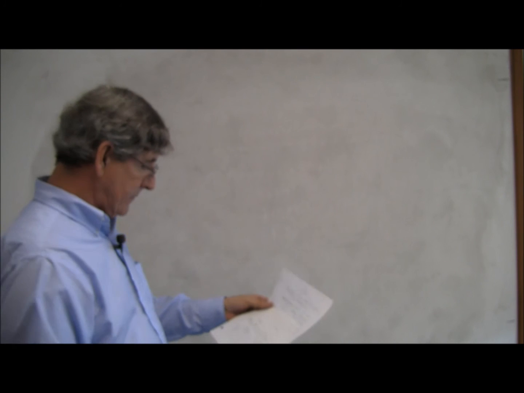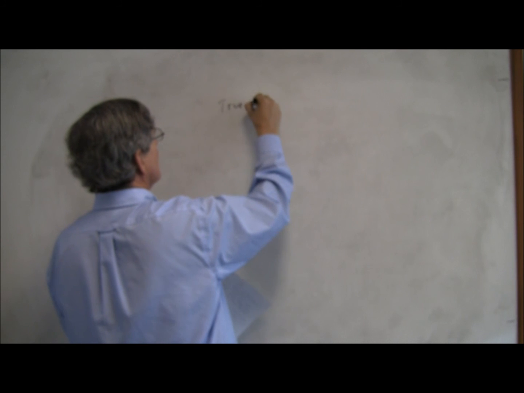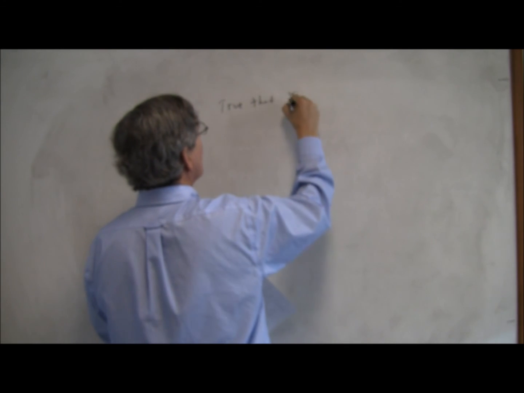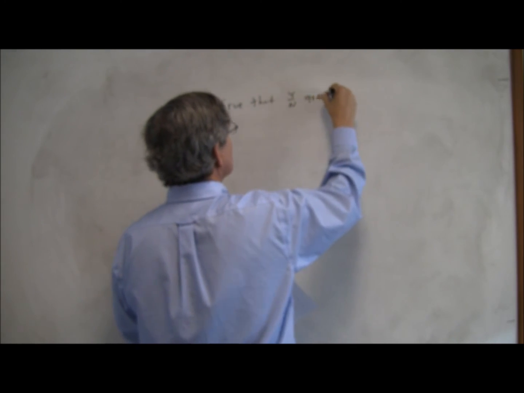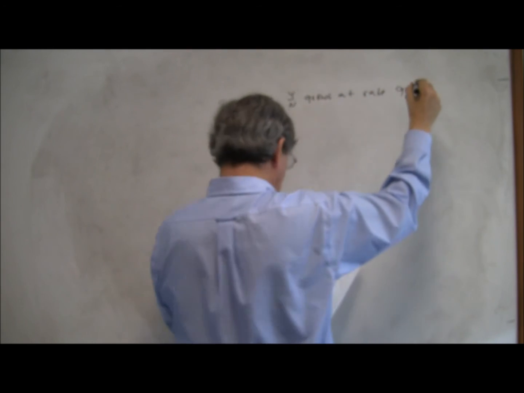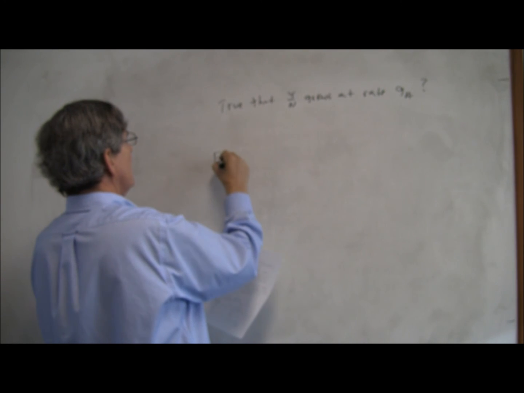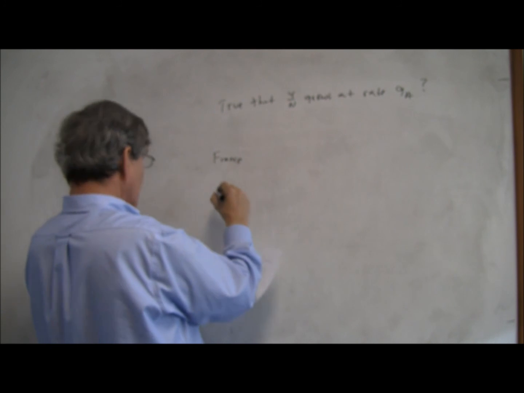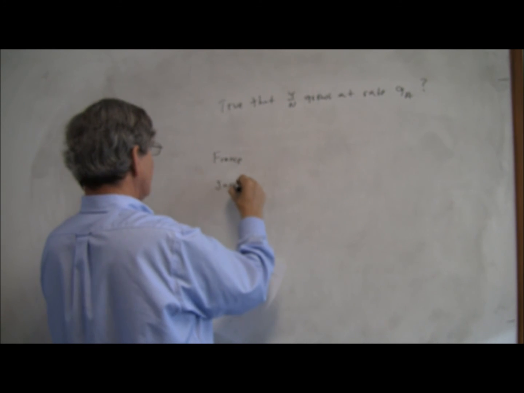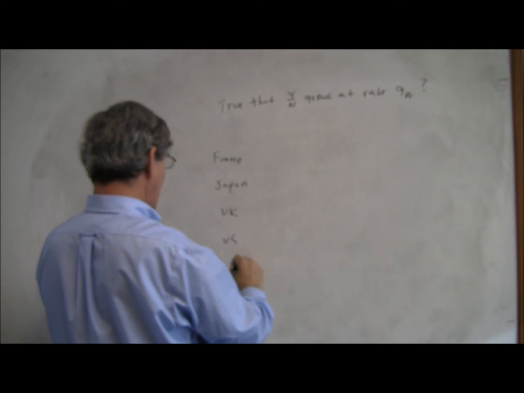As a last question in here, two more things. Is it true that y over n grows at the rate g of a? And the book uses a table. So it looks at the same four countries as before: France, Japan, UK, and US, and then the average.